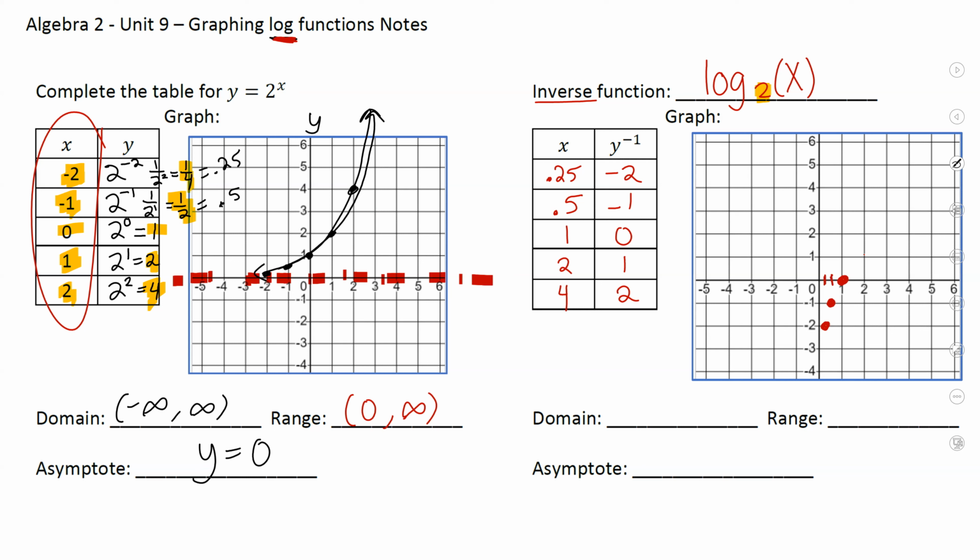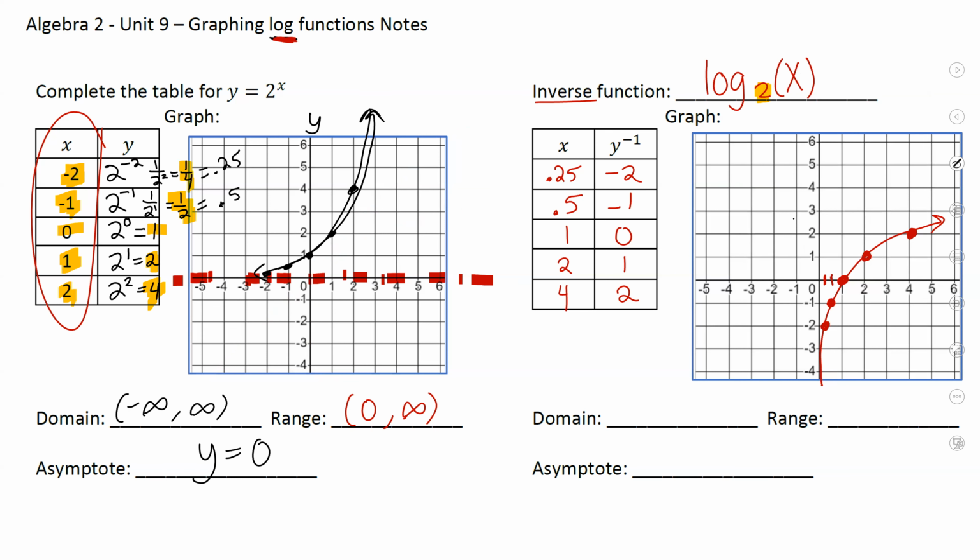Two, 1 is here. 4, 2 is here. So this is what your graph will look like. And notice that looks like a reflection of this graph. They're inverses of each other. Okay? All right. So let's answer these questions.